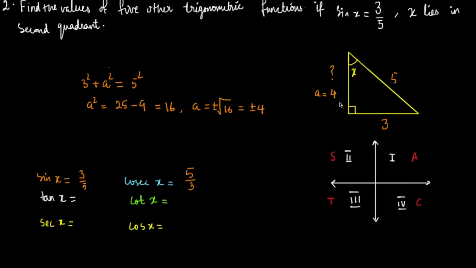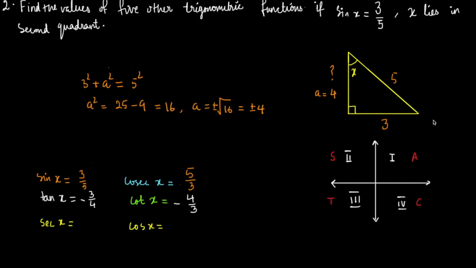Tan x, so tan x is 3 by 4, and since the angle lies in the second quadrant, this value will be negative, so this is minus 3 by 4. So cot x is just the reciprocal of this, which means cot x would be minus 4 by 3.